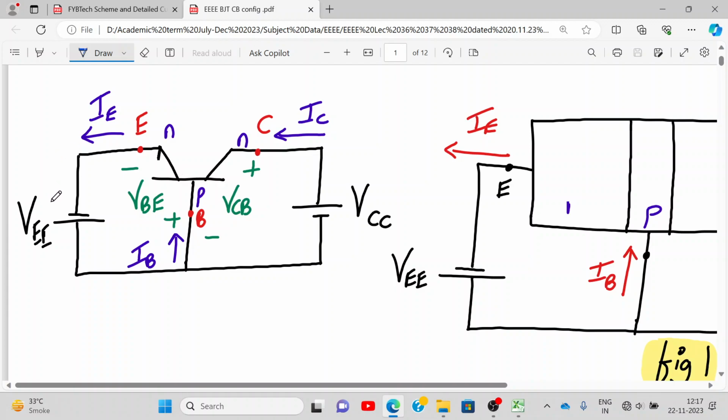Basically, here in the symbol, there is one difference. Yeah, the arrow is missing.